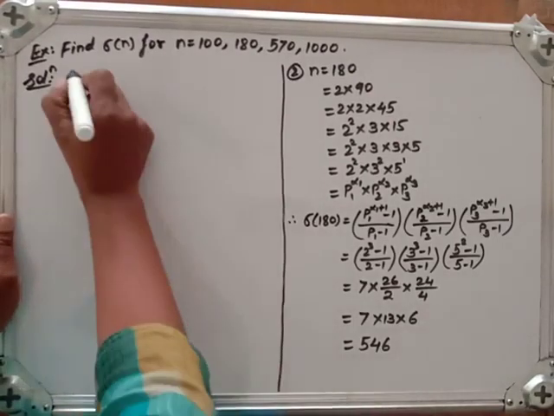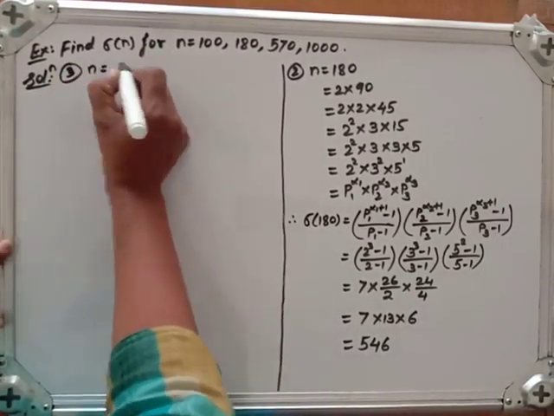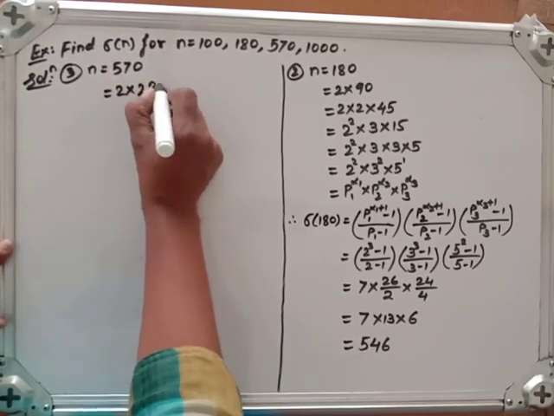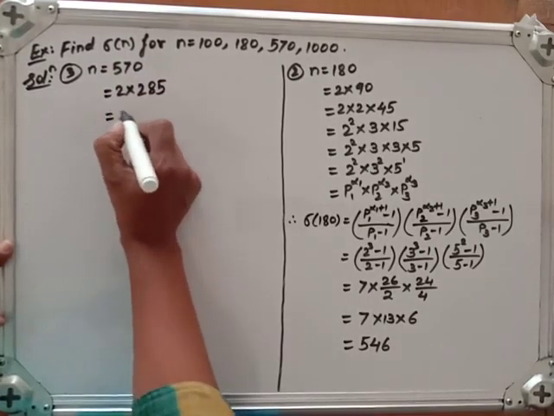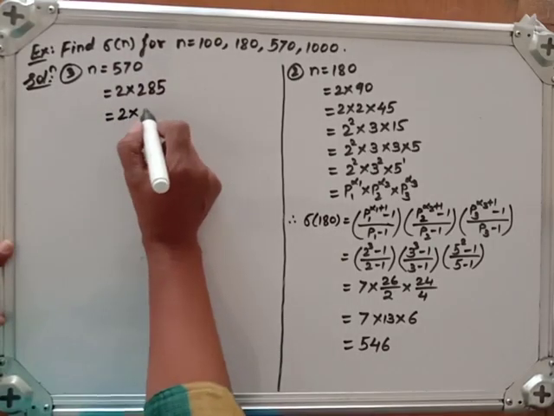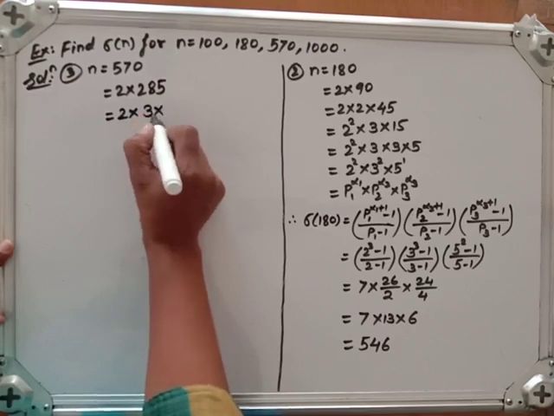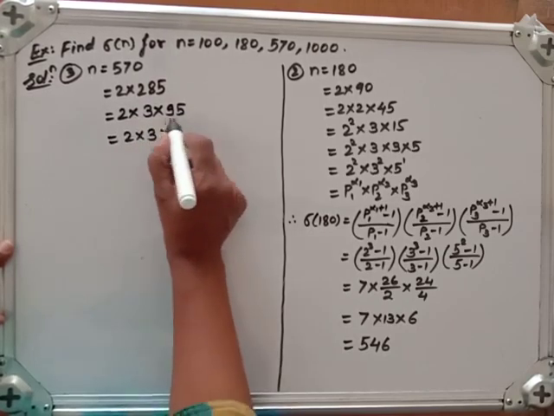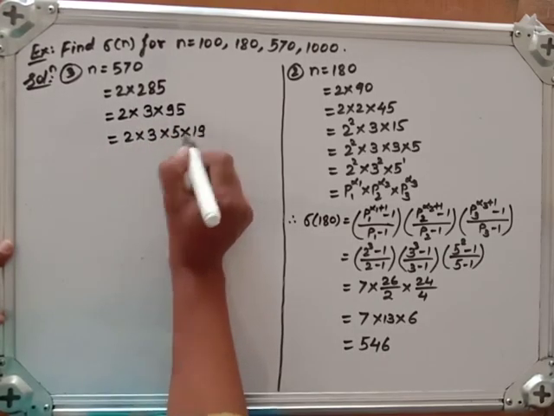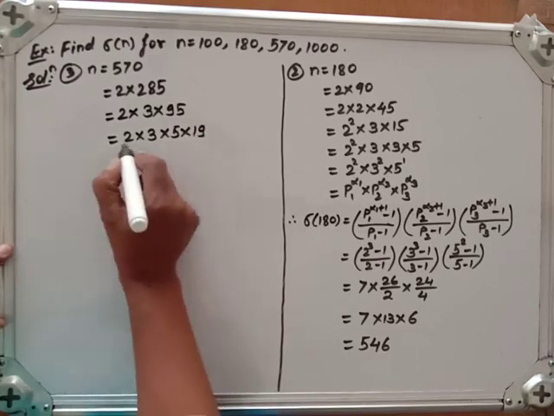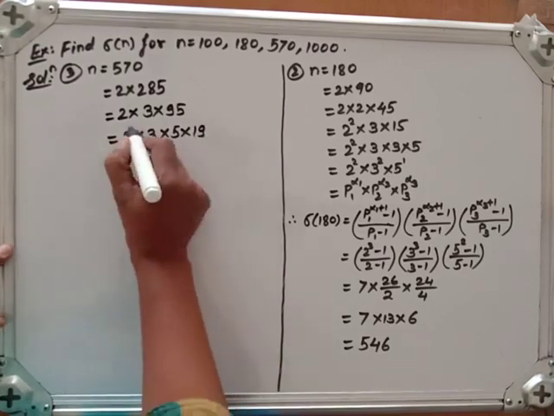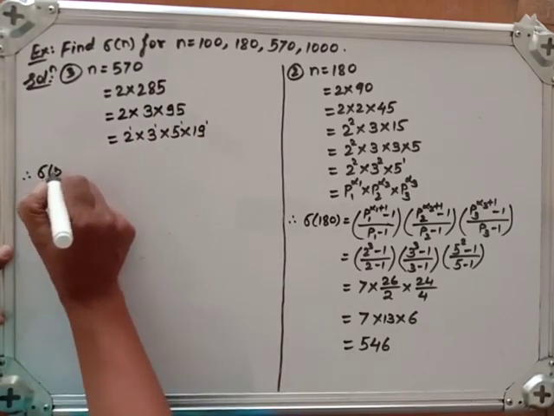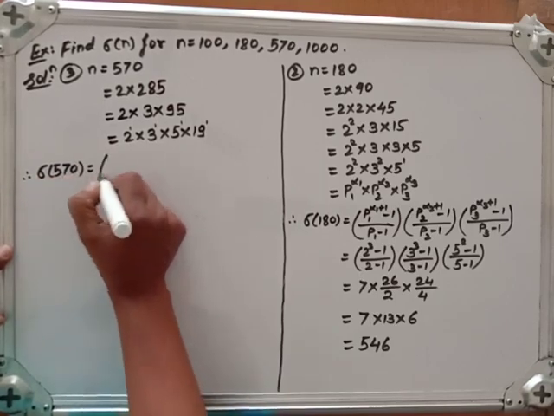So third, N equal to 570. So it is 2 into 285. That is the same as 2 into, now this is not divisible by 2 but it is divisible by 3. So 3 into 95. So it is again 2 into 3 into 95, having a factor 5 into 19. Therefore this is P1, P2, P3, P4 and the alphas are 1 everywhere. So therefore sigma of 570 will be what?